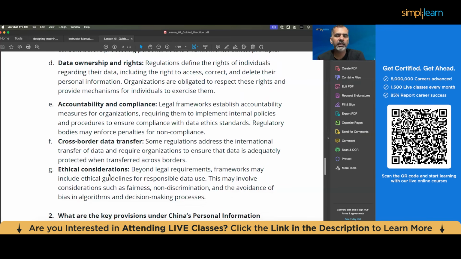And finally, the ethical considerations we talked about. Beyond the legal requirements and frameworks that are included, this may also involve some fairness and non-discrimination. This is something you cannot define very firmly, because there are a few areas where the rules cannot be defined very mathematically. So always you have to come up with your ethical sense of what is right and what is wrong, guys.